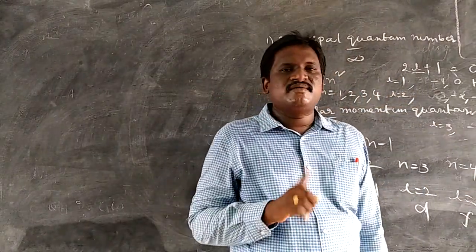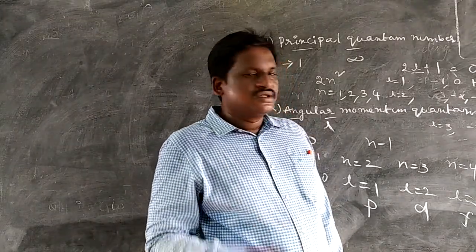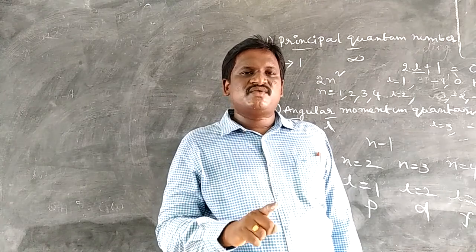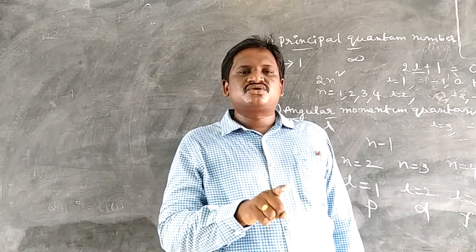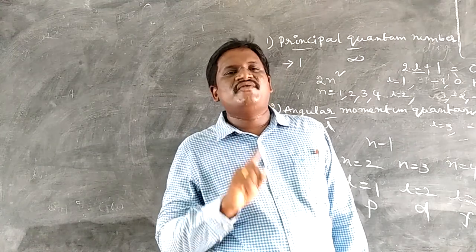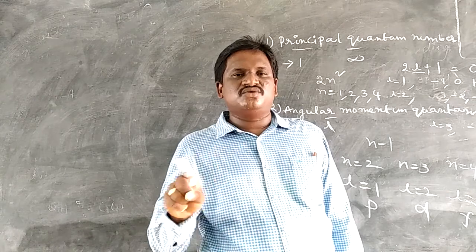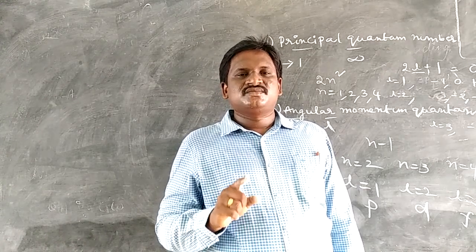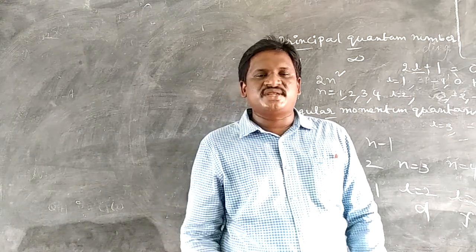So for l equal to 0, the ml value is only 1, that is 0. For l equal to 1, ml has 3 values: minus 1, 0, plus 1. For l equal to 2, ml has 5 values: minus 2, minus 1, 0, 1, 2. For l equal to 3, ml has 7 values: minus 3, minus 2, minus 1, 0, 1, 2, 3.